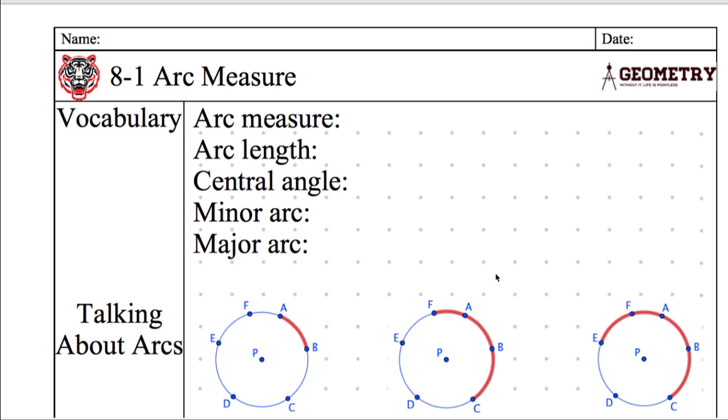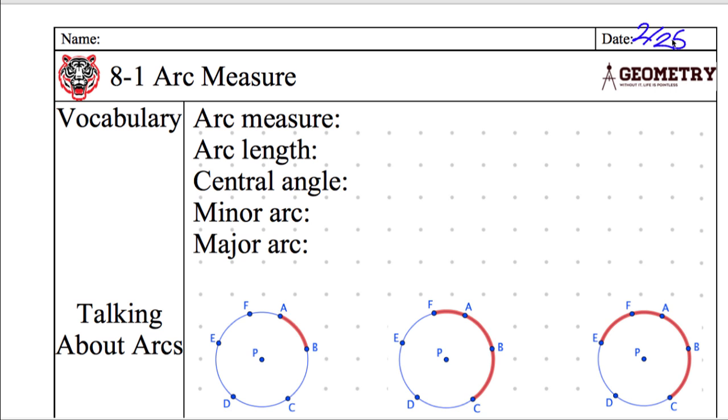Right, 8-1, we are in our new unit. Our unit is circles. Today's date is the 26th, 2/26. Let's go to 2/26. You're trying to trick me.